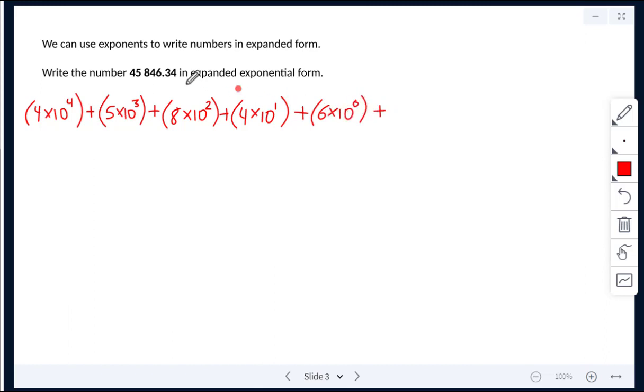And now we get to the right of the decimal place, so we have 3 in the tenths position, so that becomes 3 times 1 over 10, and it's to the power of 1. And then we have 4 in the hundredths place, so 4 times 1 over 10 to the power of 2. So that's to the power of 2, and we just show it like this.